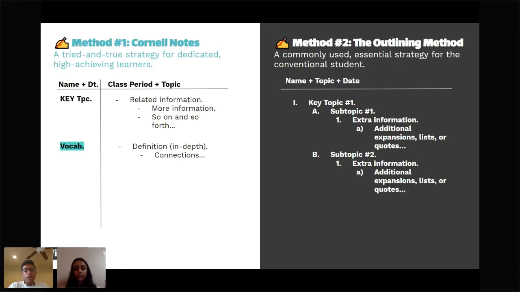Also, method two, the outlining method. Everybody uses this method. It's a very commonly used strategy, and it's basically you just put your name, topic, and date at the very top, and then you have key topics, subtopics, and extra information. Again, it's a very basic outline that you can use to take notes from just about anything, lectures, textbooks, anything like that.